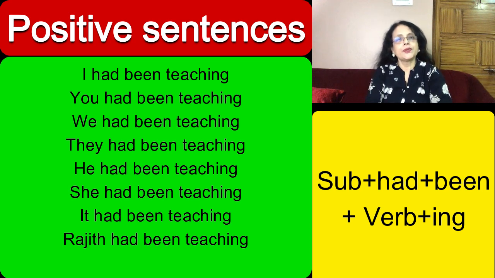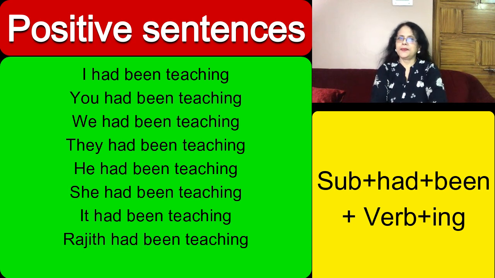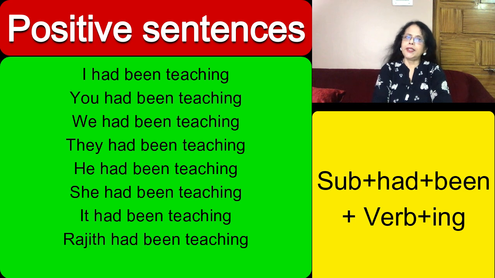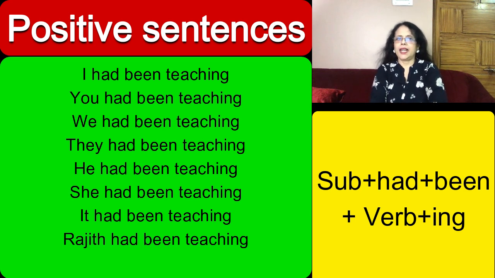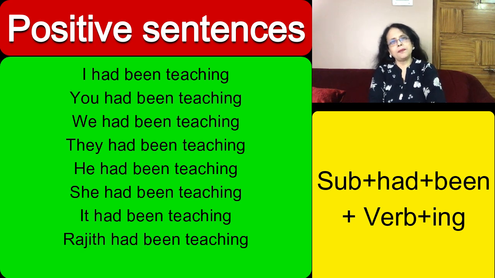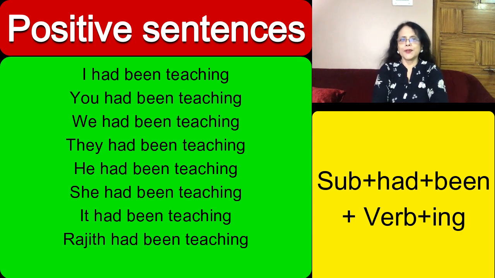And you know it very well that the subject can be a proper noun or a pronoun. And the auxiliary verb used in this tense is had. And which form of the verb will we be using? The ing form. So let's see some examples, and it's better you repeat after me so that you get used to pronouncing it. So let's begin.